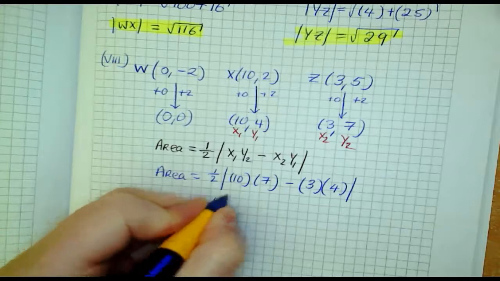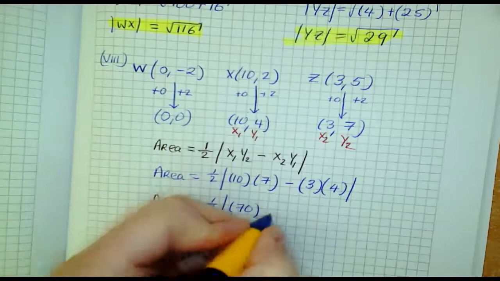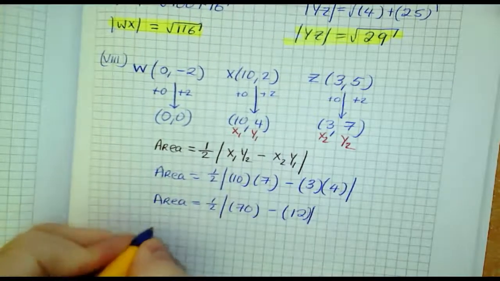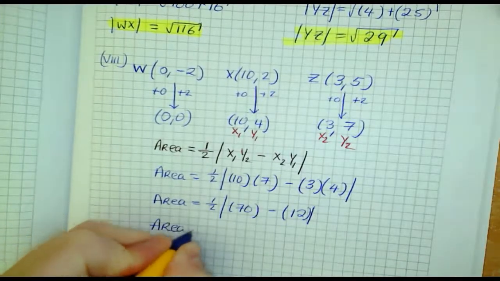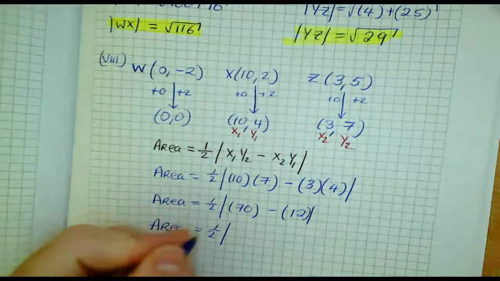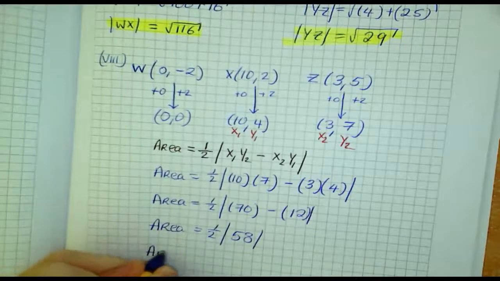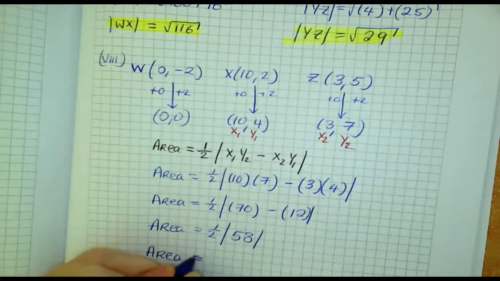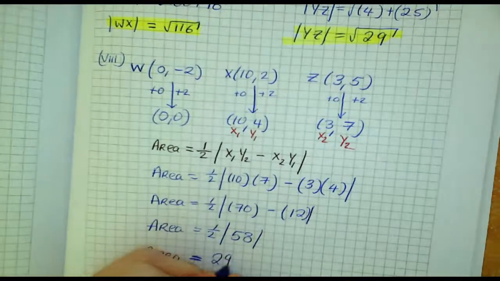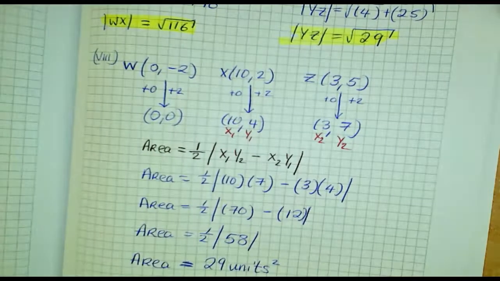Area then is equal to half. By 10 by 7 is 70. Minus 3 fours are 12. Area then is equal to half of 70 minus 12, which is 58. So then our area is equal to half of 58, which is 29 units squared, because we don't know what the units are.